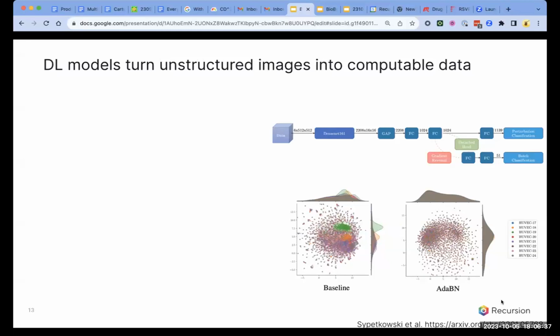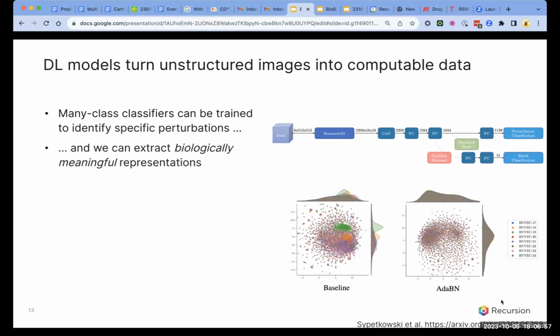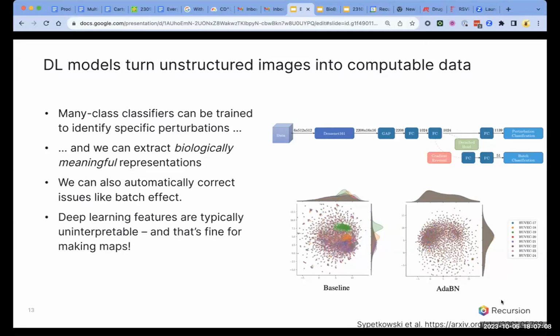And the reason is that these models are able to turn unstructured images into computable data in a way that's a lot faster and more reliable than human features. So what we do is we train these multi-class classifiers on these images to identify what we did to a cell. We take a picture, we say, what did we do to this cell? And we learn features from that. And those features are actually biologically meaningful. And these models can help us to correct for things like batch effect.